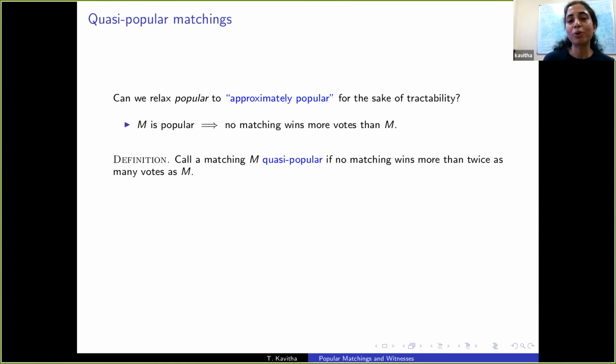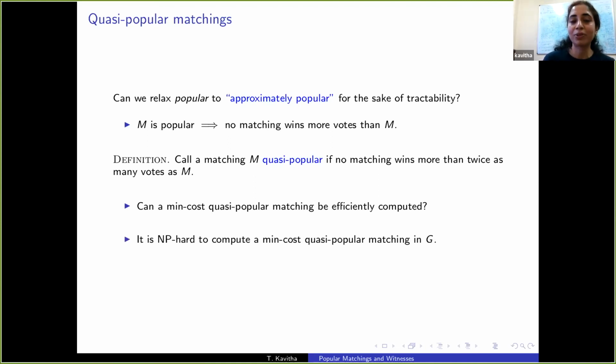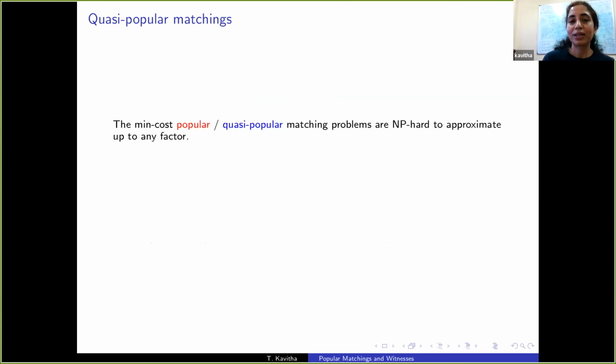So can we relax popular to approximately popular for the sake of tractability? Popular means no matching wins more votes than this matching. Let's call a matching quasi-popular if no matching wins more than twice as many votes as M. Can a min-cost quasi-popular matching be efficiently computed? Unfortunately, this is also hard. In fact, both the min-cost popular and quasi-popular matchings are NP-hard to approximate within any factor.